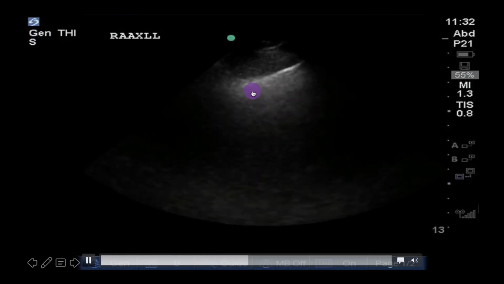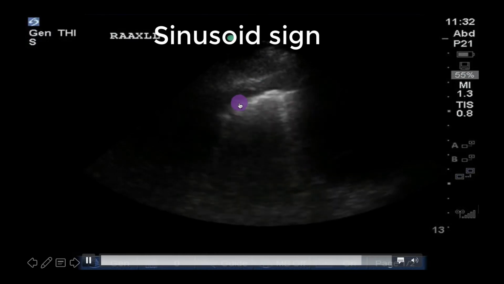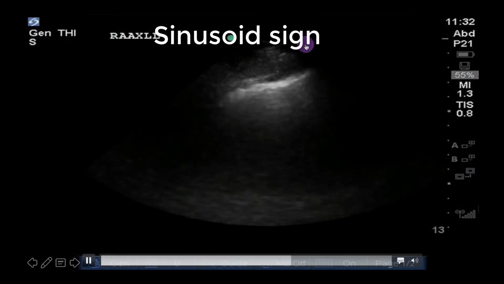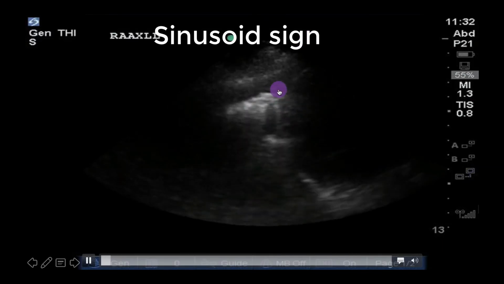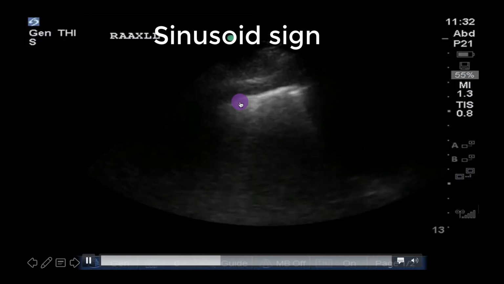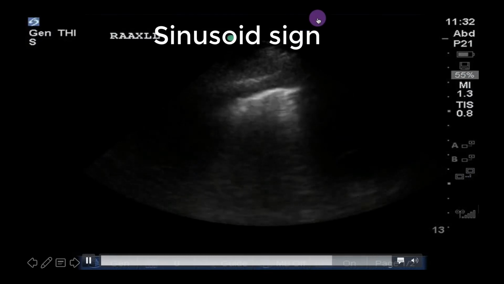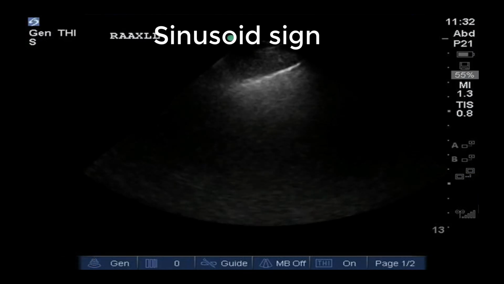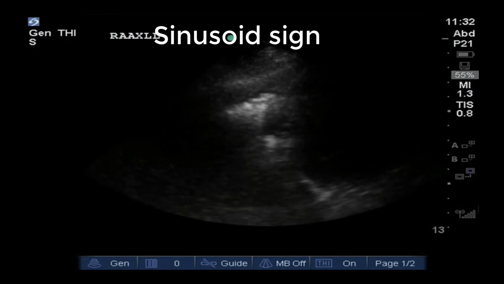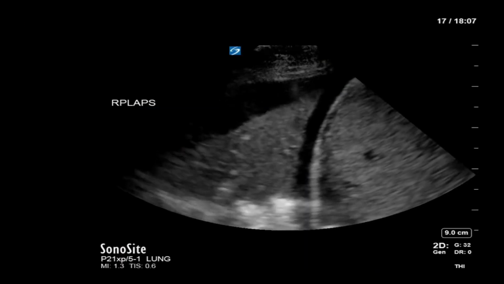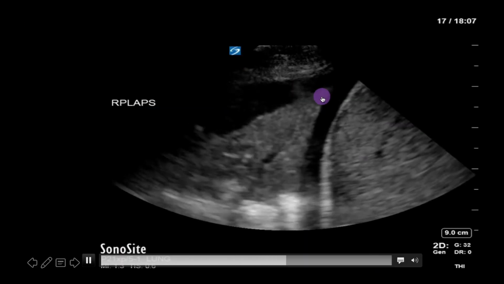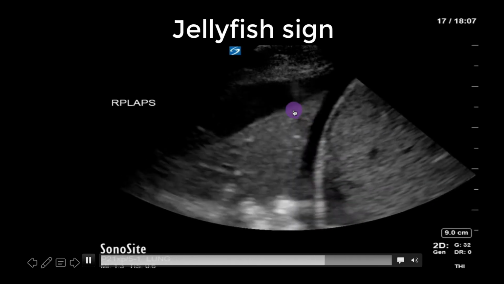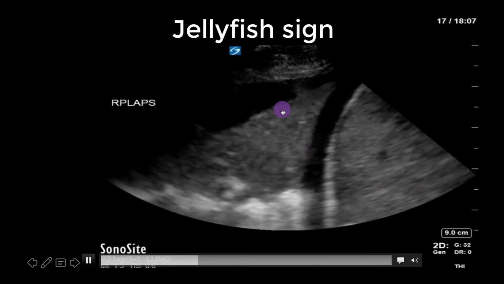The sinusoid sign occurs when the lung line moves toward the parietal pleura on the chest wall during inspiration. This means the lung is able to move reasonably well within the effusion, and, therefore, the effusion is unlikely to be loculated. Another important sign of motion of the lung in the effusion is the jellyfish sign, or lung flapping, we can see as the lung floats in the effusion.